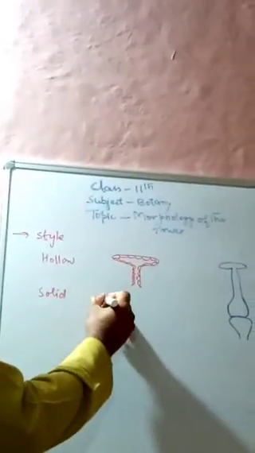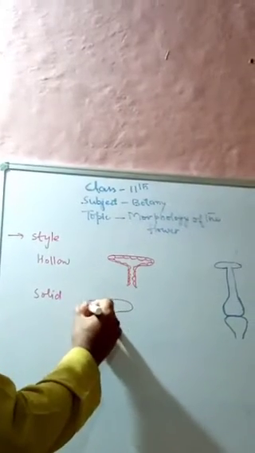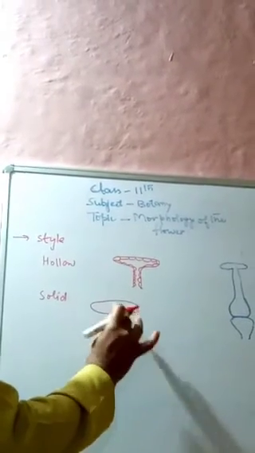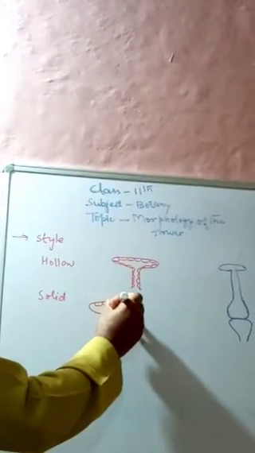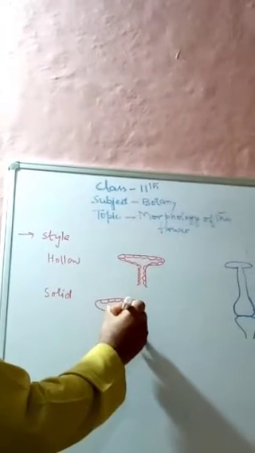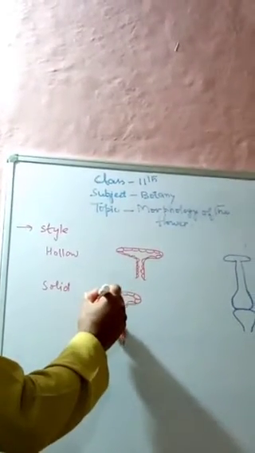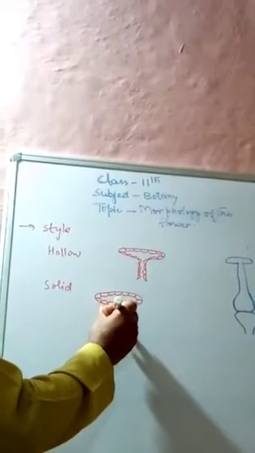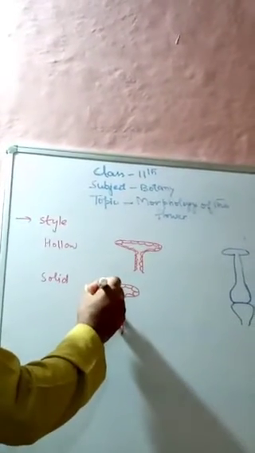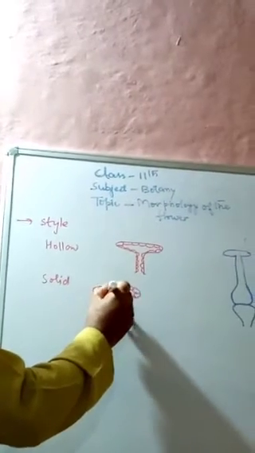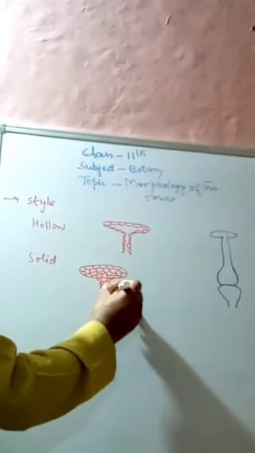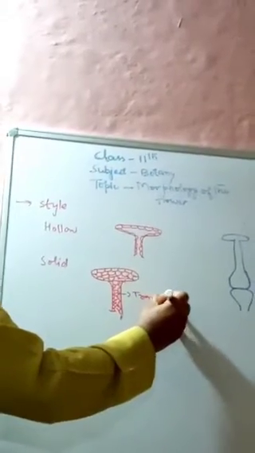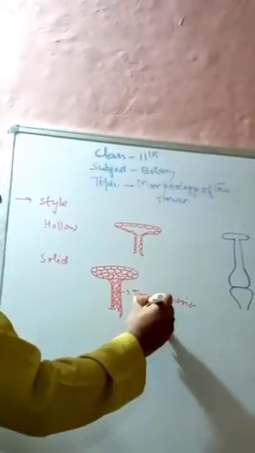Now in the solid style, what will be the structure? It becomes like this. There is the epidermis layer, but the innermost part is not hollow, it also contains cells. These cells form a sort of tissue which is called the transmission tissue, or conducting tissue.